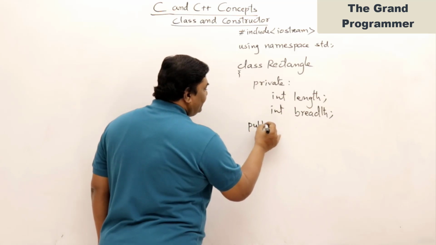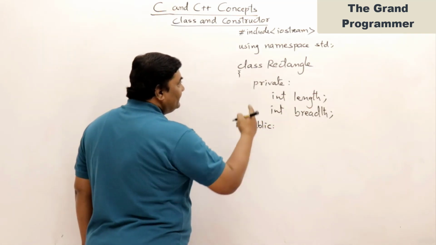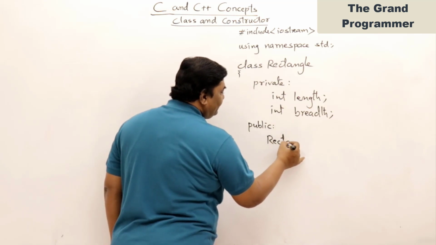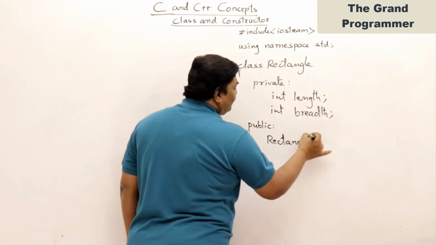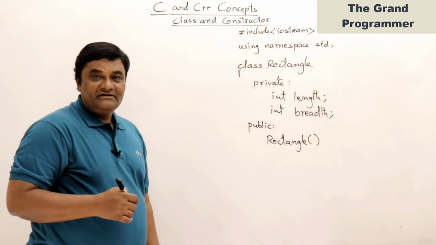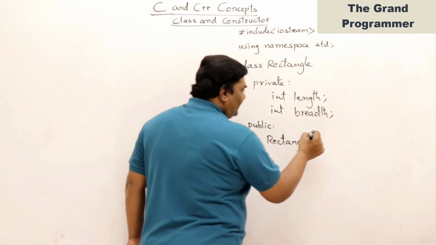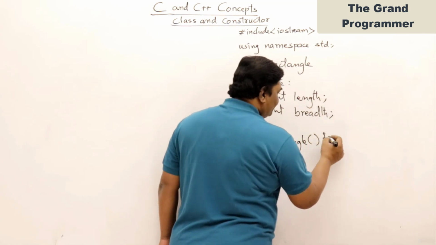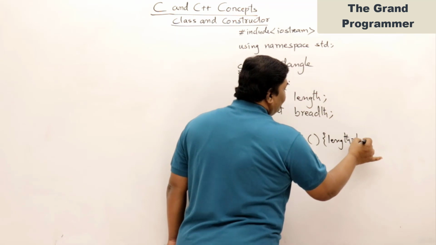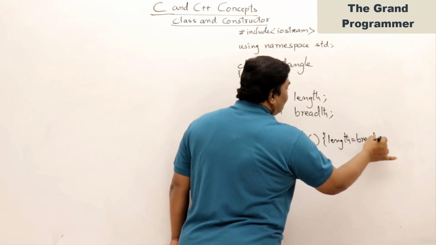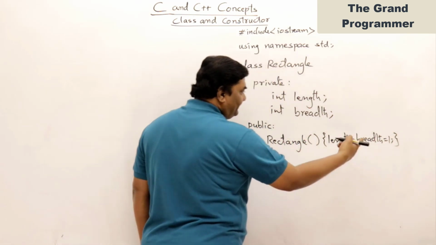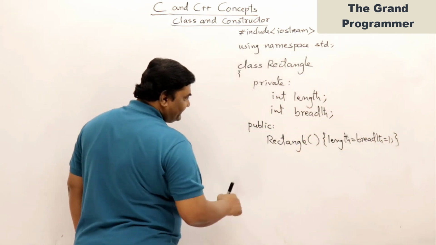So I will write all of them inside the public block. The first thing we should have is a constructor. Constructor will not have any return type, but it may or may not take parameters. So first I am writing a non-argument constructor, which doesn't take any argument. I should initialize length and breadth to some value, so I will assign both length as well as breadth equal to 1. This we can call a default constructor. I have written them in a single line because I need more space here.